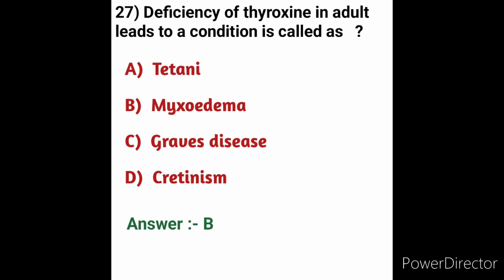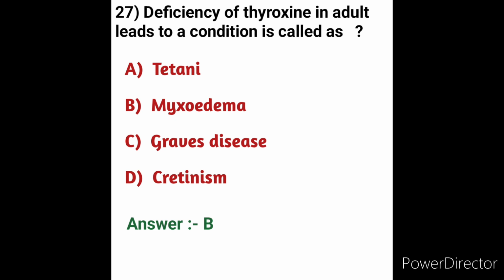Next, move on to question number 27. Deficiency of thyroxine in an adult leads to a condition called as. Options: option A tetany, option B myxoedema, option C Graves disease, and option D cretinism. Myxoedema is another term for severely advanced hypothyroidism. It is a condition that occurs when your body doesn't produce enough thyroid hormone.